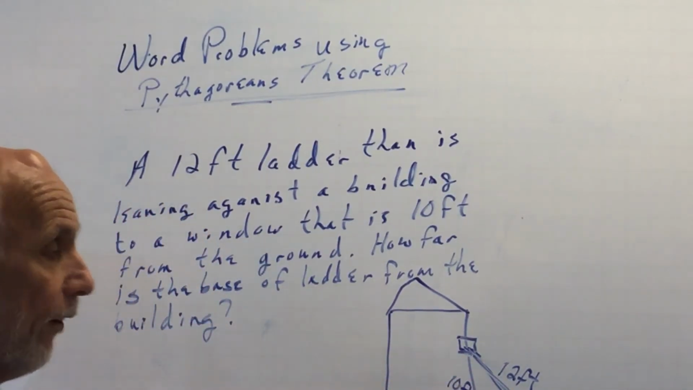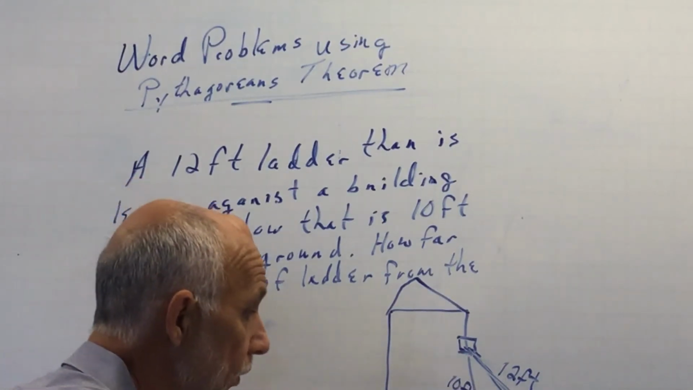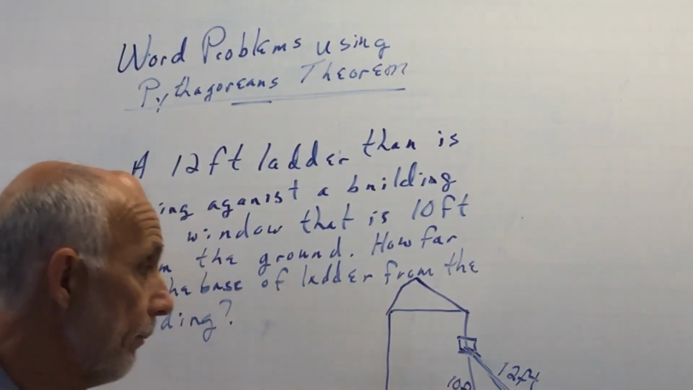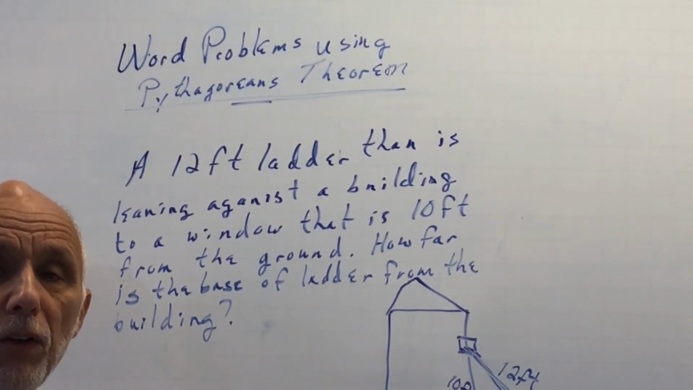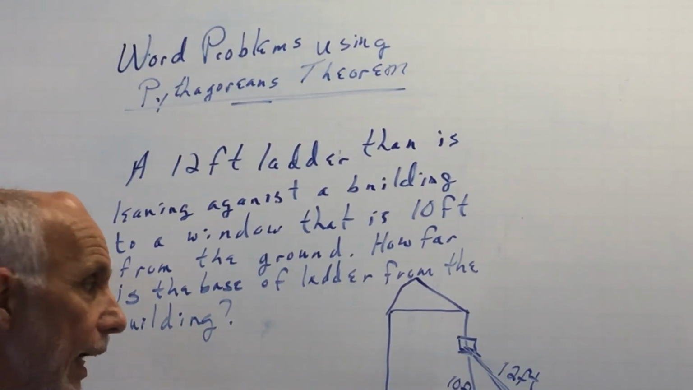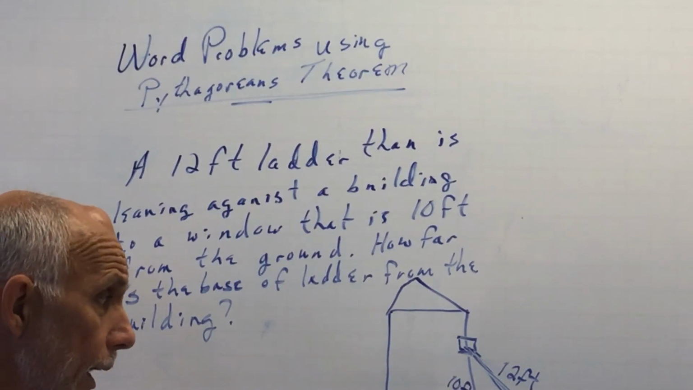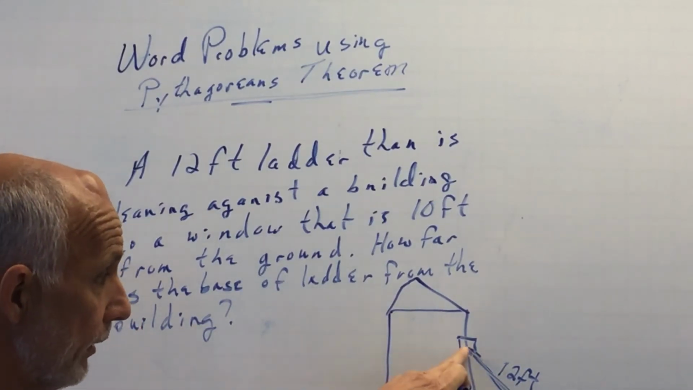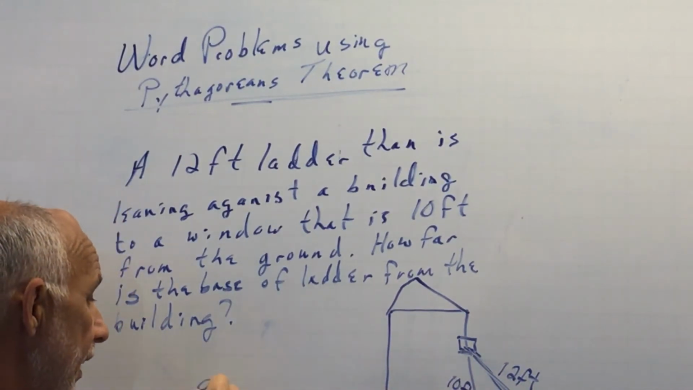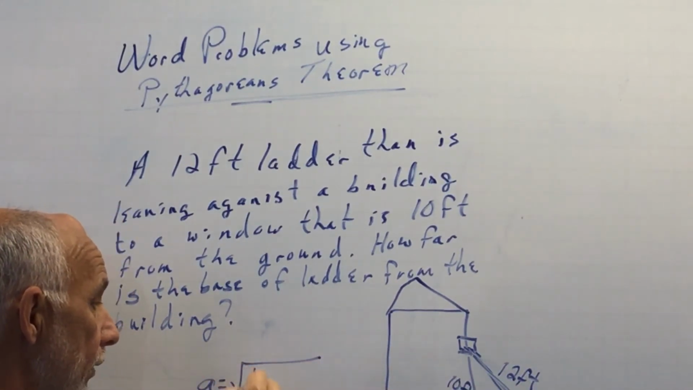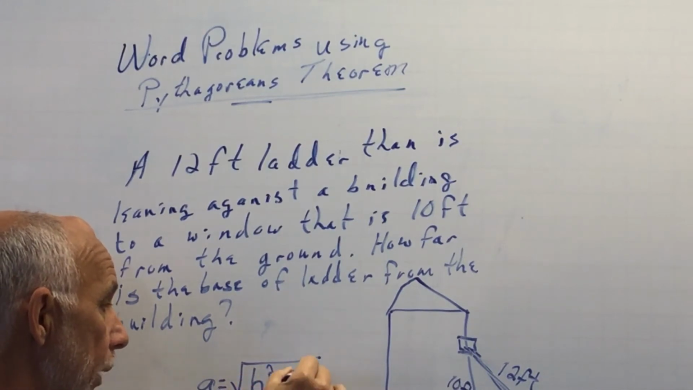So again, the first thing you have to do is find the right triangle, and I hope you see that. The next thing you have to do is determine, are you looking for a leg or are you looking for a hypotenuse? In this case, I'm looking for a leg because the hypotenuse is here and I already know it. So a is equal to the square root of h squared minus b squared.